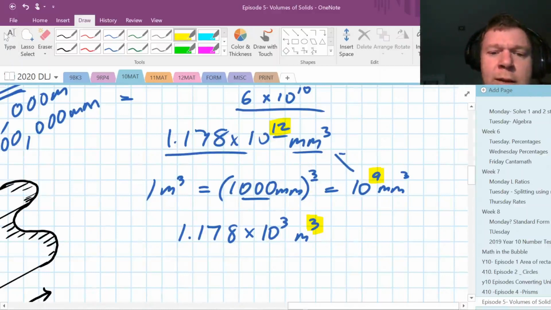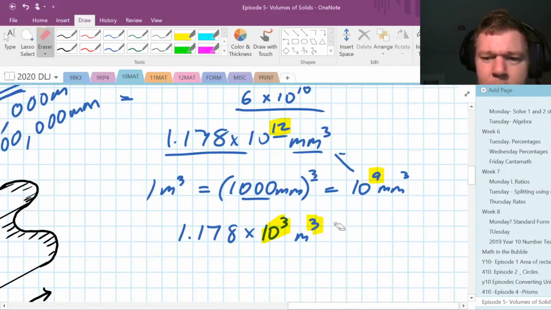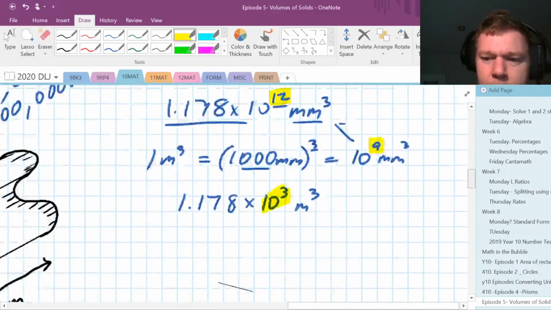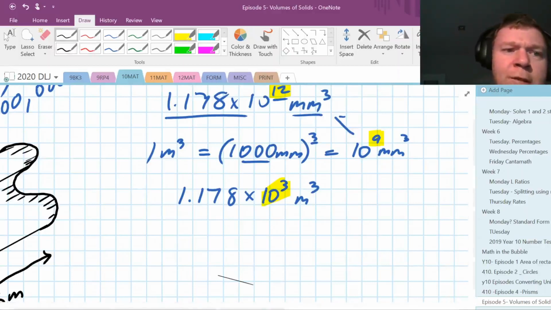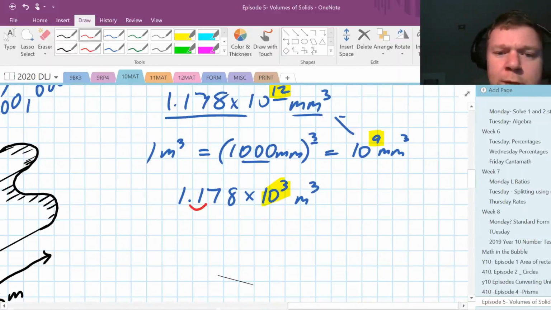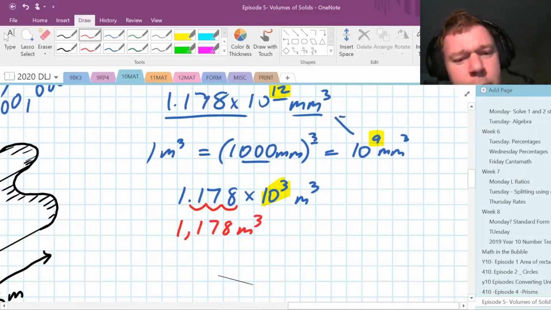Okay, so 10 to the 3, that is 1,000. So if we multiplied this number by 1,000, it would shift the decimal point 3 times. 1, 2, 3. So our final answer is 1,178 cubic meters of fiber optic cable in New Zealand.